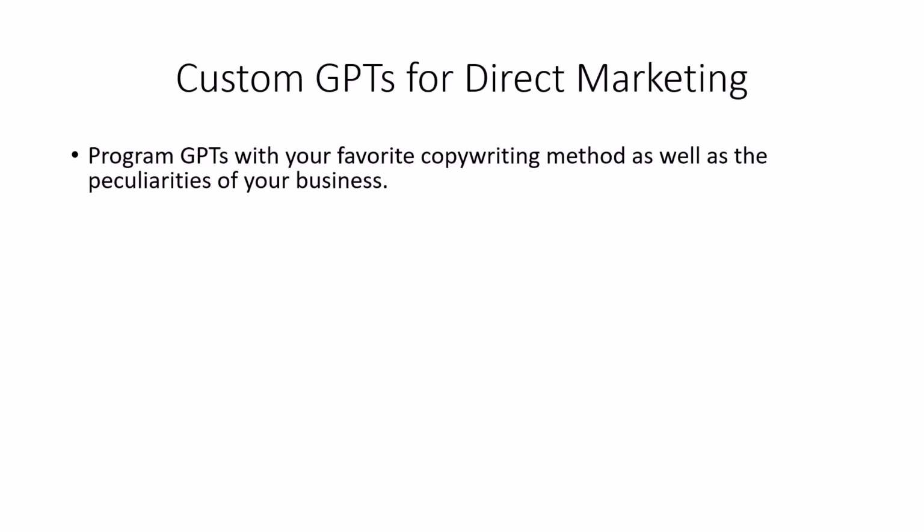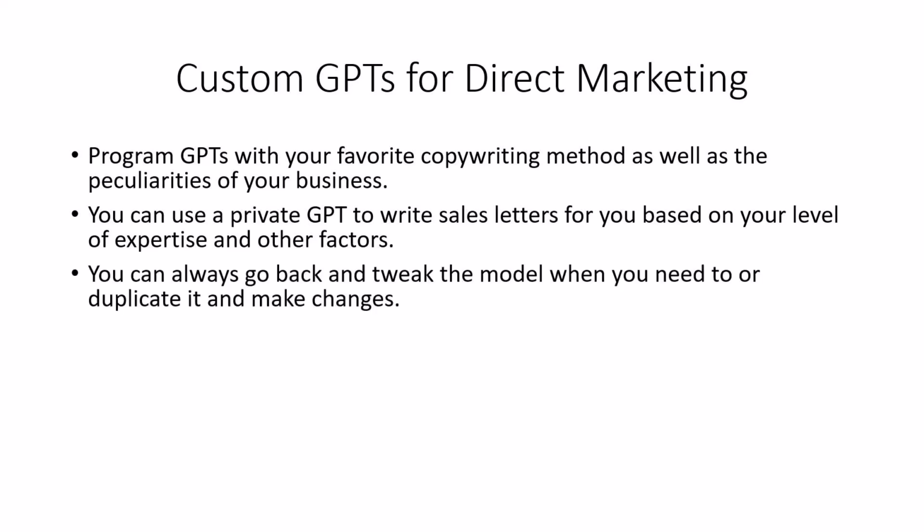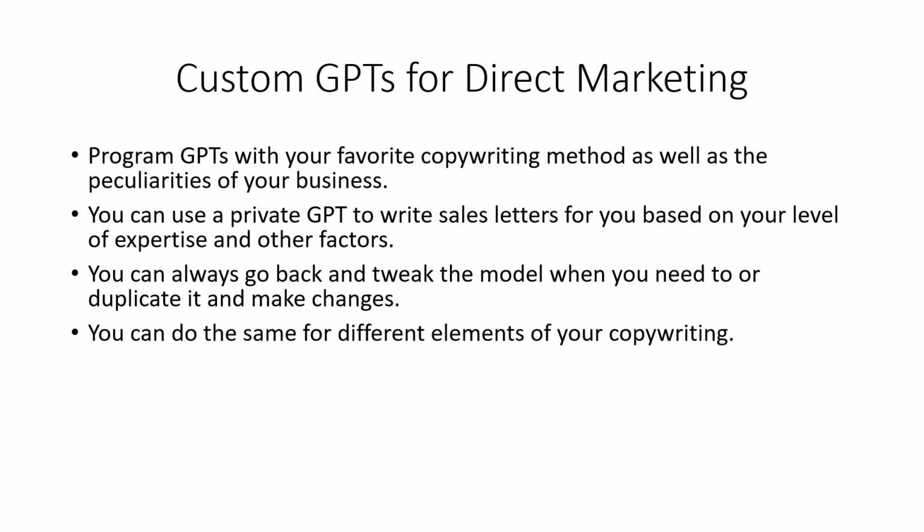Having said all that, you can program your GPTs with your favorite copywriting method. So if you like problem, agitate, solve, program a GPT in order to do that. And basically, you're going to keep this GPT private. You're going to ask it to help you write sales letters, and you want it to be based on your level of expertise and other factors. So when you're programming this GPT, you want to program it with the particulars of your business. You want to make sure you're putting your experience in there, the things you wanted to say about you. And you can do this for different elements of your copywriting, right? You can do one for sales letters, you can do one for emails.